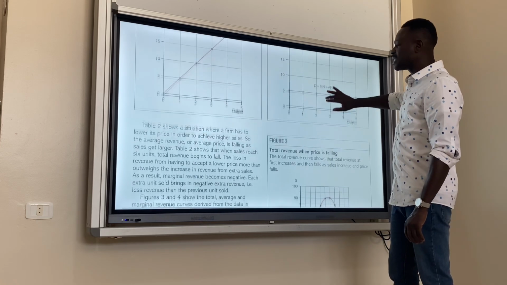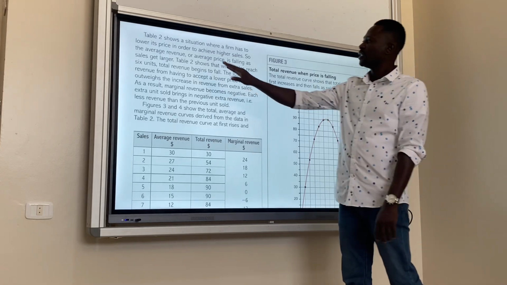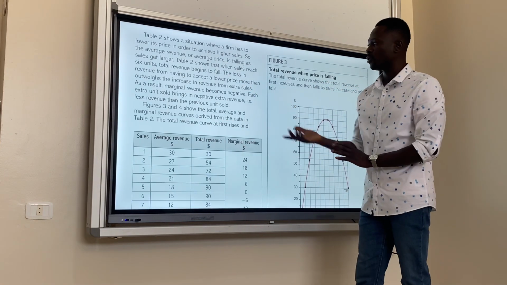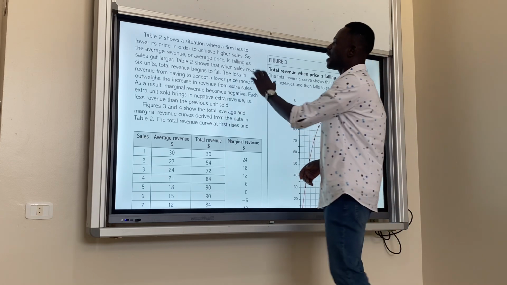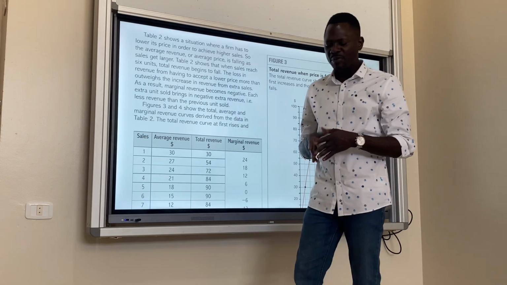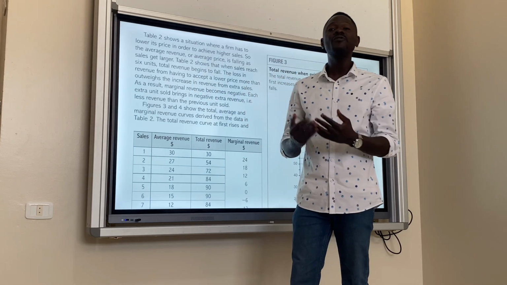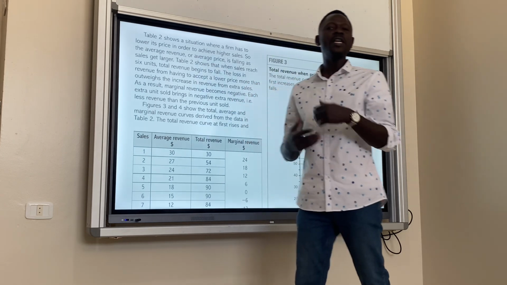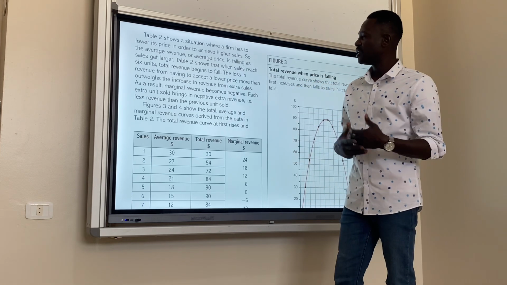Then we have another situation here. So they said, table 2, but before going to table 2, I'm going to read. Table 2 shows a situation where a firm has to lower its price in order to achieve higher sales. So most of the time, when firms tend to increase their sales, they might have to reduce the price of their products. And when they do this, what happens? They will be witnessing higher sales.